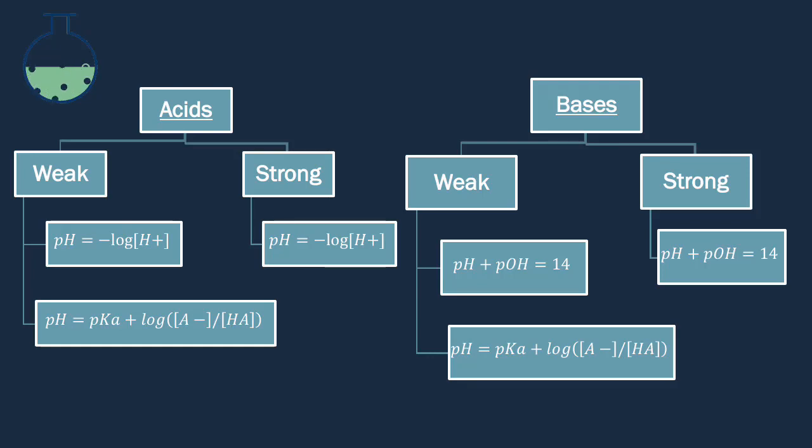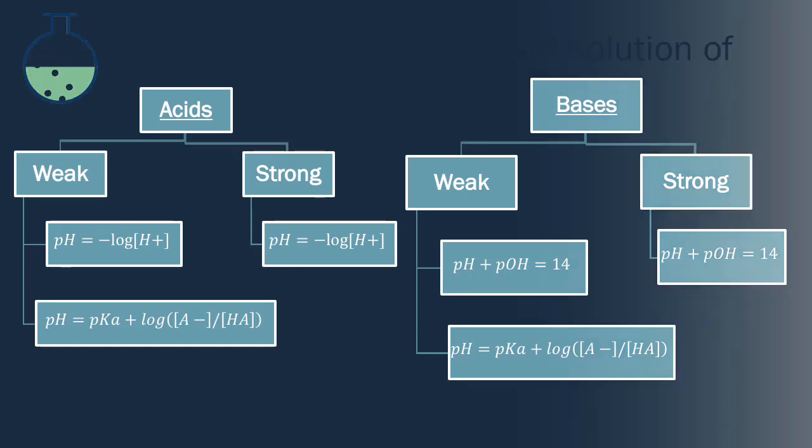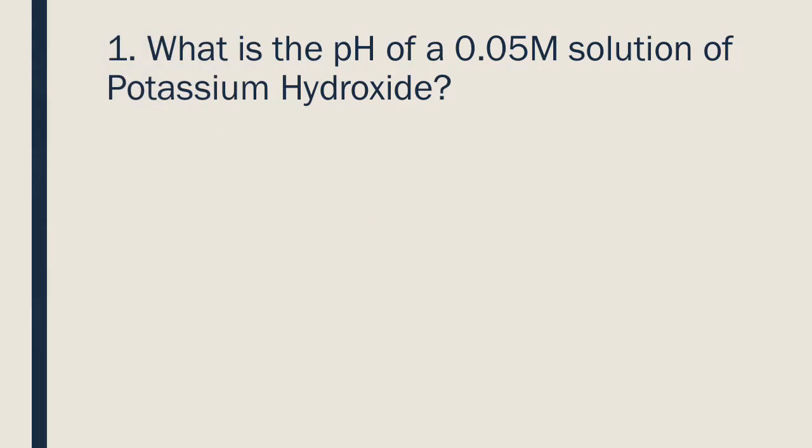The first example problem that we will go over is what is the pH of 0.05 solution of potassium hydroxide? So we know that KOH is a strong base. This strong base will completely dissociate in water to be K plus and OH minus. So that means for every 1 mole of KOH, there will be 1 mole of OH minus. Therefore, the concentration of OH minus is 0.05.